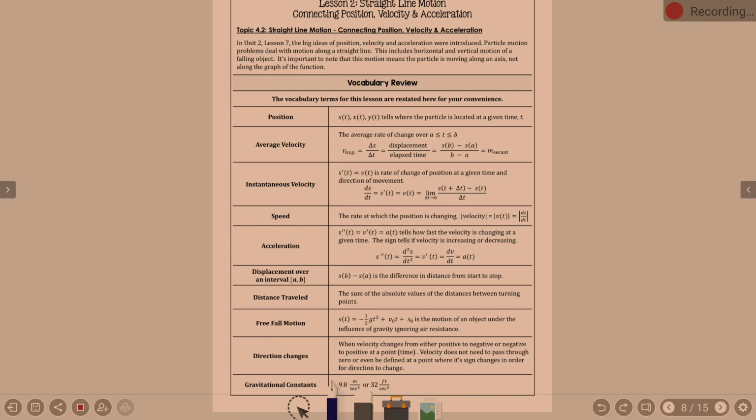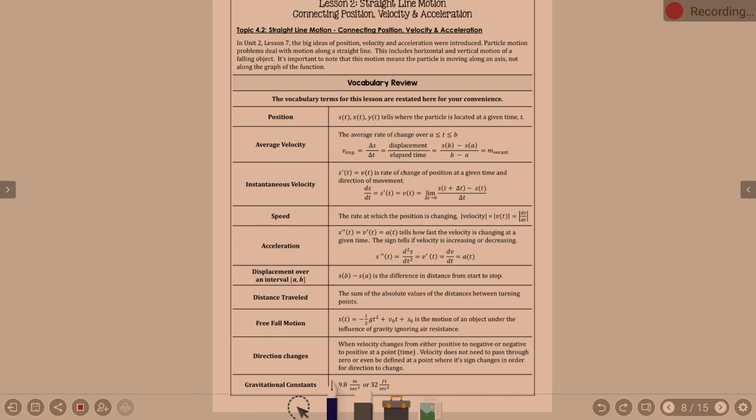So in Unit 2, Lesson 7, the big ideas of position, velocity, acceleration were introduced. Particle motion problems deal with motion along a straight line. Could be horizontal, could be vertical motion of a falling object. It's important to note that this motion means the particle is moving along an axis, not along the graph of a function. So it's moving along that horizontal or vertical line.